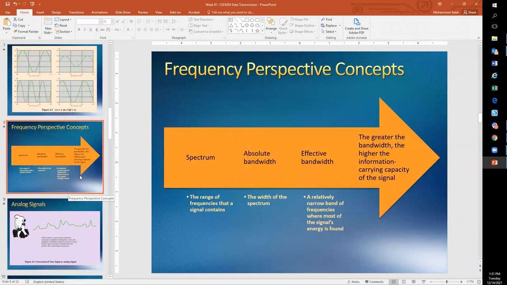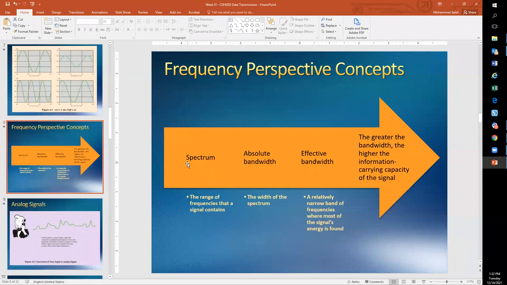Also, we've studied some definitions for frequency. We have spectrum. Spectrum is the range of frequencies that is contained in the signal, the whole range. And the absolute bandwidth is the width of the spectrum. So it can be the range of the whole frequencies.